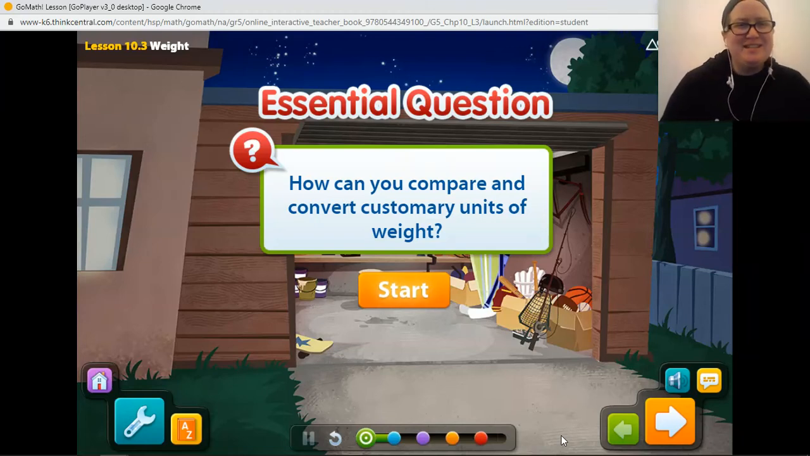Hello, my mathematicians. Today we are going to be working on lesson 10.3, which is all about weight. And our essential question is, how can you compare and convert customary units of weight?